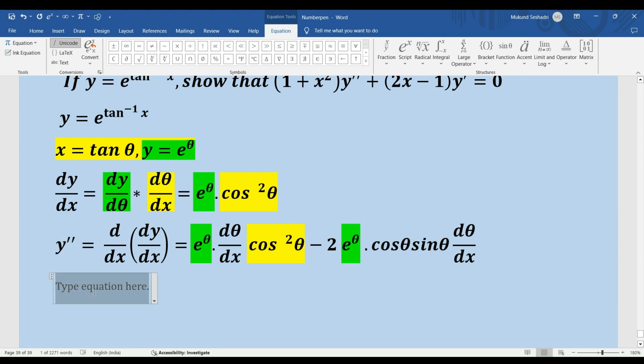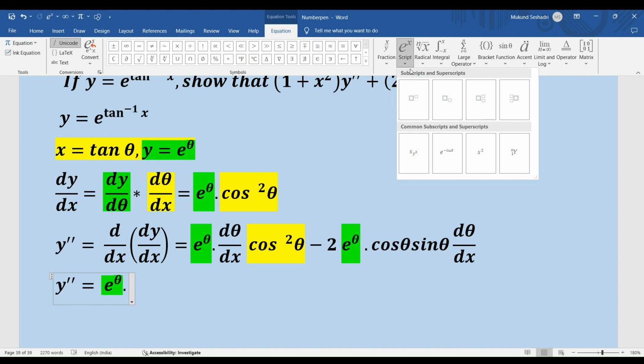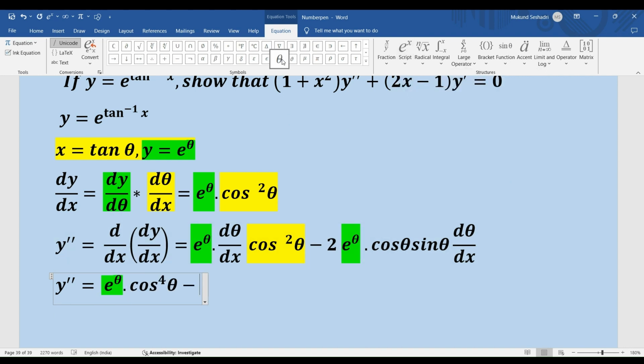y double dashed is nothing but e to the power theta into d theta by dx, which is nothing but cos square theta, right? So we have cos square theta into cos square theta, that makes it cos to the power 4 theta, into cos square theta, which is my d theta by dx, becomes 2 times e to the power theta into cos cube of theta sine theta.